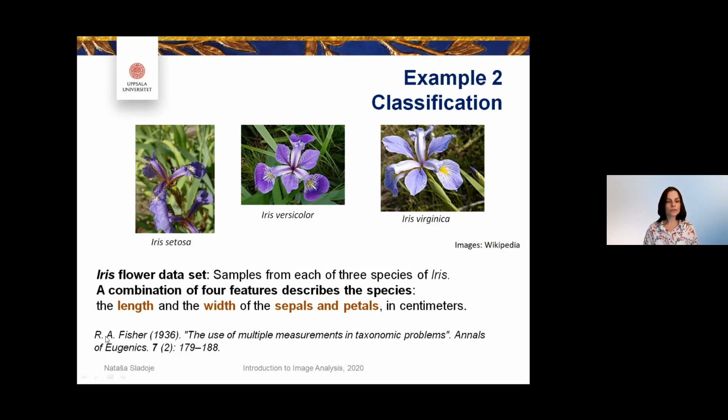This is the result that was published in 1936 by Fisher and led to quite well-known further statistical analysis results and classification approaches. We will be back to that in our classification lecture.